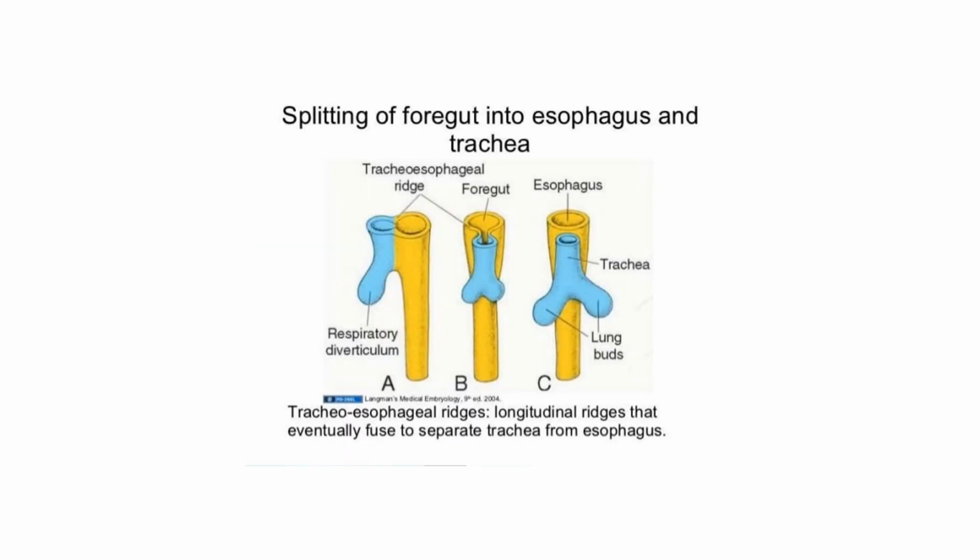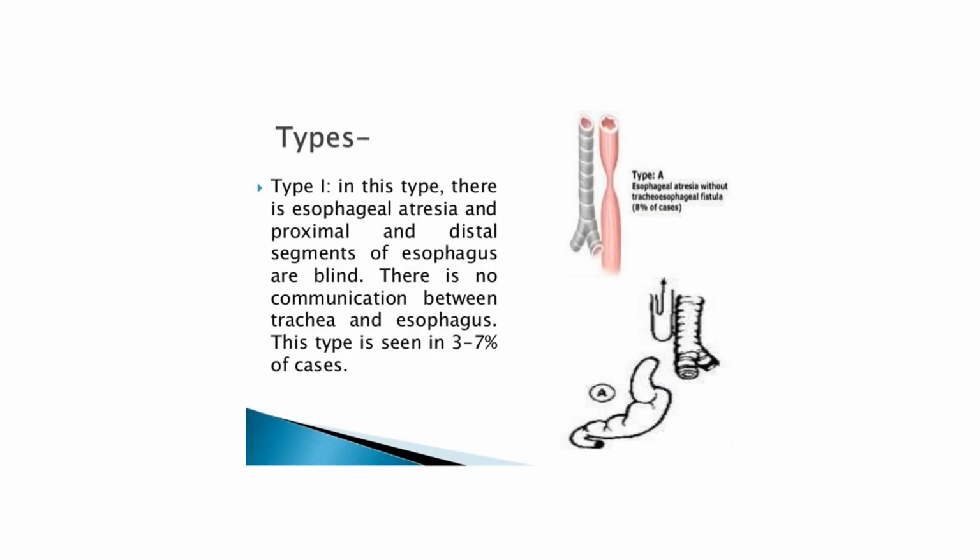Now in this slide you can see how the esophagus and the trachea are forming, right? How the foregut is divided into two different tubes, that is the esophagus and the trachea. Next, there are some types of TEF. One by one we will discuss the types of TEF.